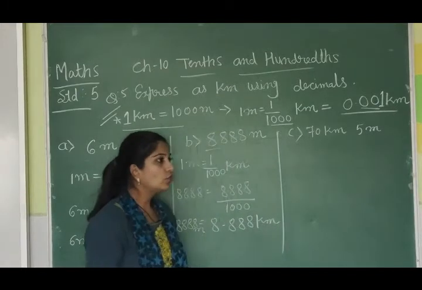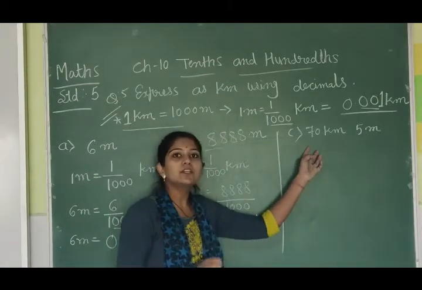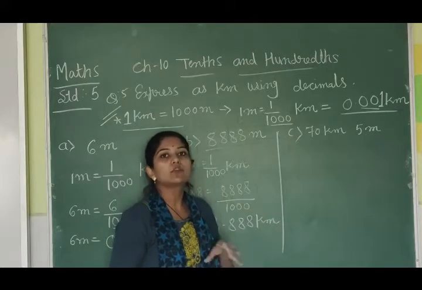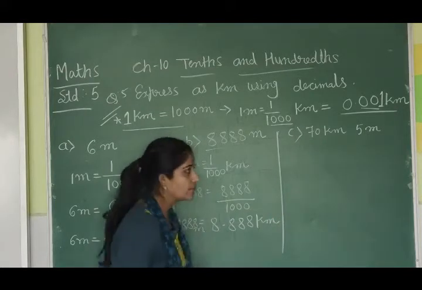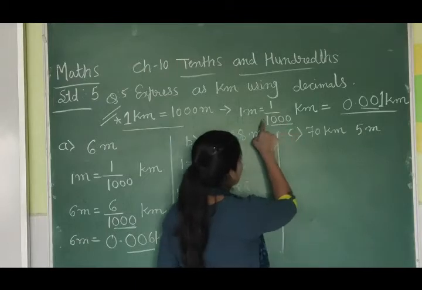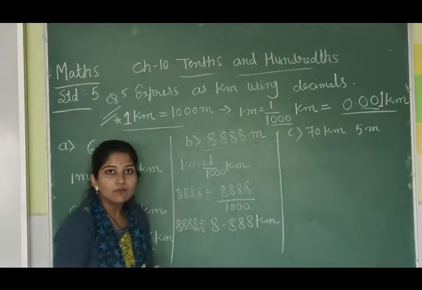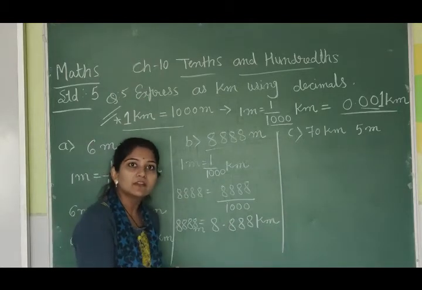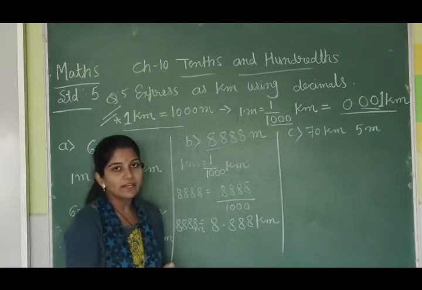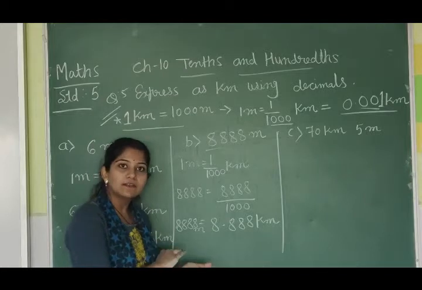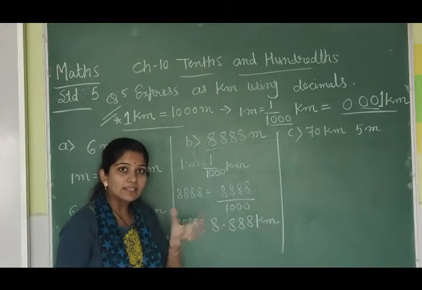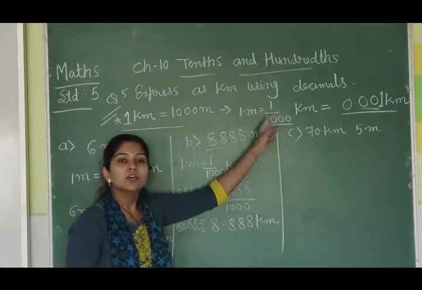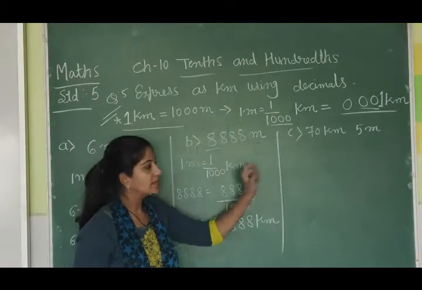So here you notice now 70 is in kilometer unit, so the kilometer digit will remain the same. So first you have to write the formula. Students, don't forget to write the formula of the following sums, because you have to remember the formula of the unit you want to convert into. For example, if it is centimeter to meter, you have to remember that, and here we have to convert meter into kilometer, so this particular formula you have to remember.